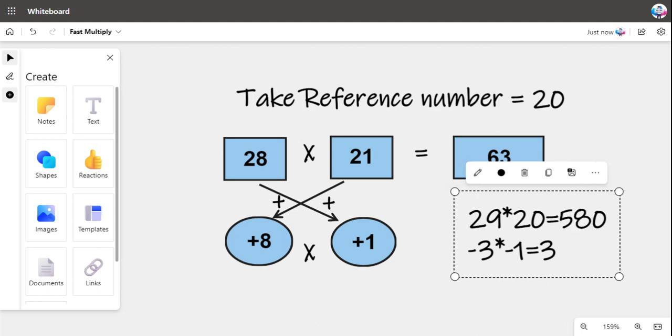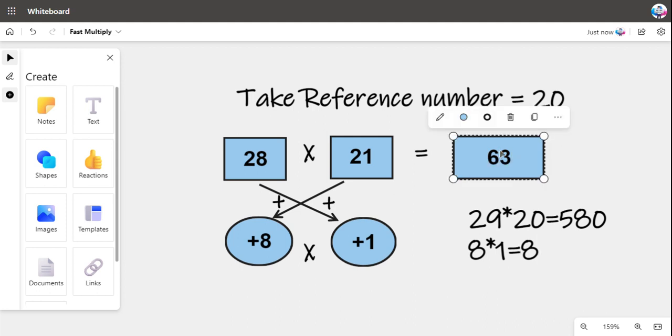So the next thing we need to do is multiply the two numbers within the circle, that is 8 into 1, that is 8. So by adding these two numbers, we are going to get the output of these two multiplied values, 588. See friends, how simple is this for you to calculate these numbers in day-to-day life.